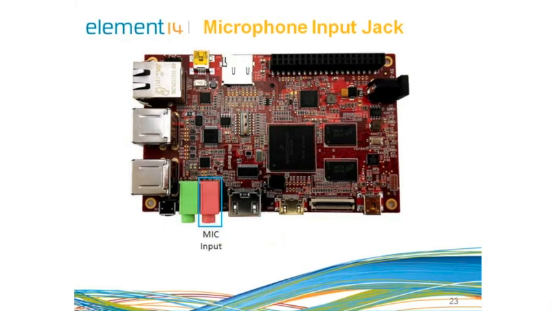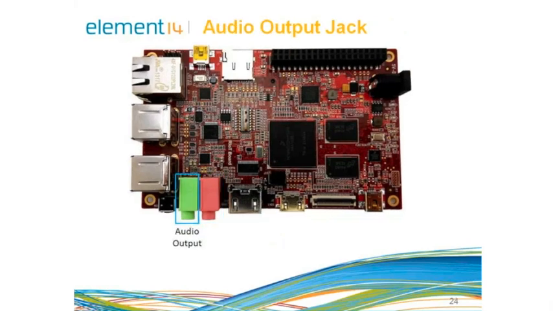Now, RIoTboard provides a 3.5 mm stereo connector for microphone input, as we can see in the image. It also has an audio output jack. A headphone or any speaker with a standard 3.5 mm stereo jack can be connected to this audio output to get the audio from the board.